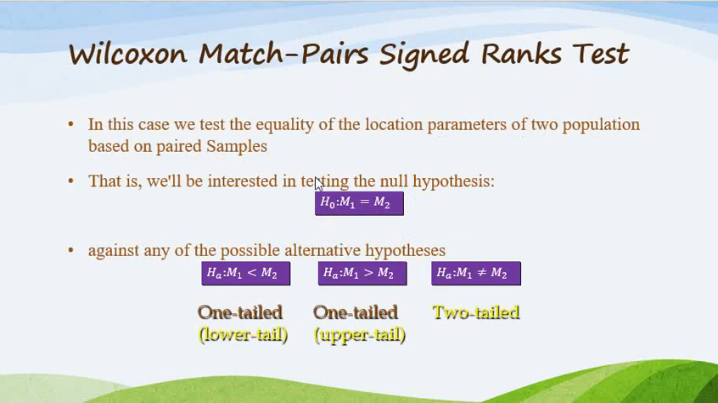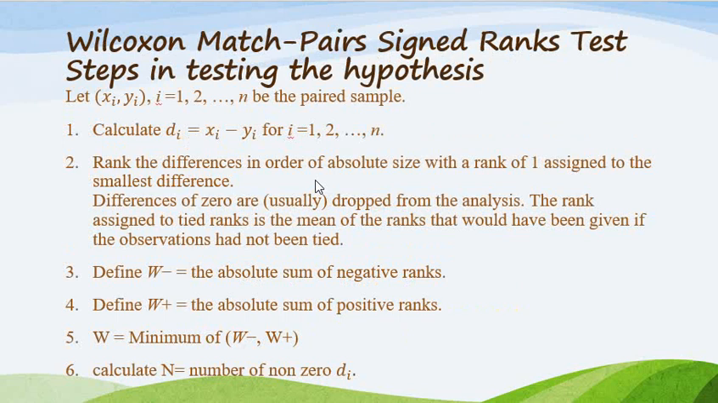Normally we use the signed-rank test for a two-sided test. Sometimes we use it as a one-sided test occasionally, but mainly it is used for a two-sided test. In this case, the null hypothesis is H0: M1 equal to M2, and the alternative one-tailed or two-tailed hypotheses are M1 less than M2, M1 greater than M2, and M1 not equal to M2.